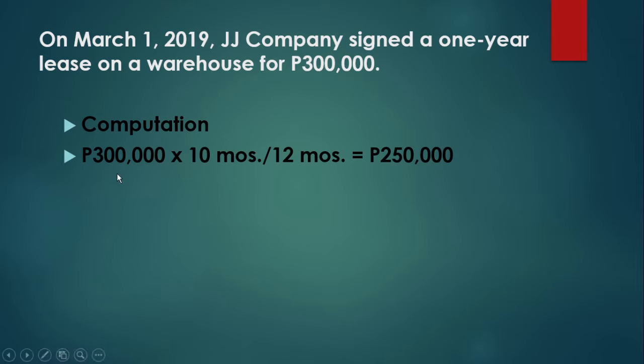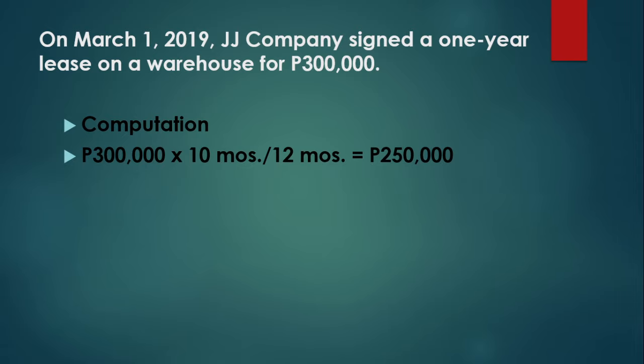The computation will be 300,000 multiplied by 10 months. Again, bakit 10 months? March, April, May, June, July, August, September, October, November, hanggang December 31. That is 10 months. Ito yung lumipas na buwan na. Then divide it by 12 months. Again, kaya siya 12 months kasi si 300,000 is good for 1 year. 1 year is equal to 12 months. The answer is 250,000.